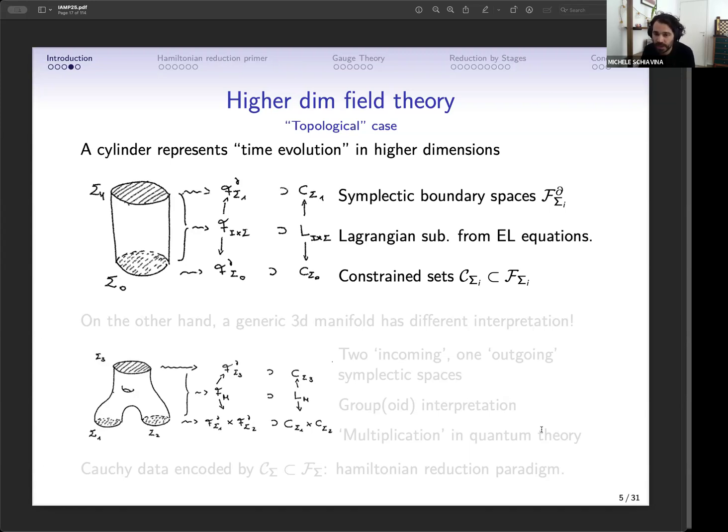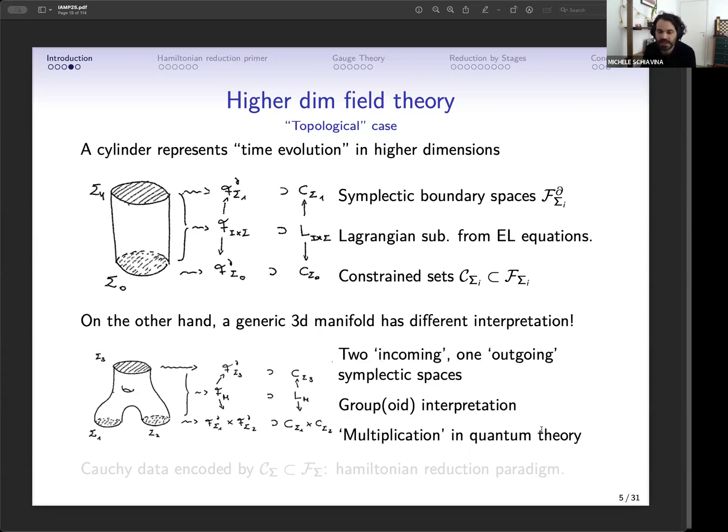And you will also be able to think of Euler-Lagrange equations as related to a Lagrangian submanifold inside the product of these two symplectic manifolds that you assign to the boundary. Now, if you think of a cylinder, even in higher dimension, as some sort of time evolution, although you don't really need to do that, but it's one interpretation. If you look at a generic three-manifold or a higher dimensional manifold, this will, in principle, have a different interpretation. So in this case, you can decorate two of these boundary components as incoming, and one is going to be outgoing. This is obviously non-canonical, so there is something to be understood there.